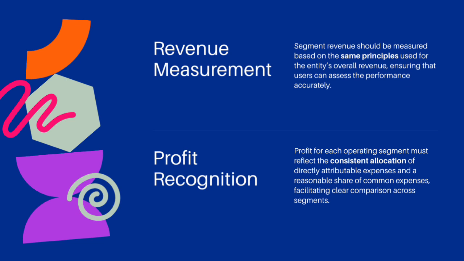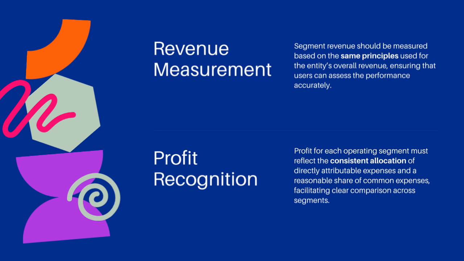Reconciliations, a vital part of the standard. Reconciliations explain the differences between the segment's financial data and the total amounts in the company's main financial statements. This is crucial because internal reporting to the CODM may use different accounting policies than those used for external reporting.